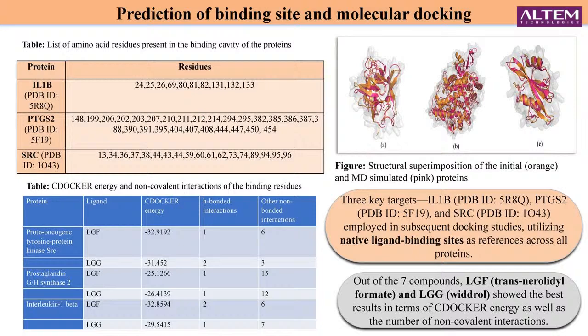From the slide, the take-home message is that out of the 7 compounds, the LGF, that is the trans nerolidyl formate, and the LGG, that is the withanolide, showed the best results in terms of CDOCKER energy as well as the number of non-covalent interactions.